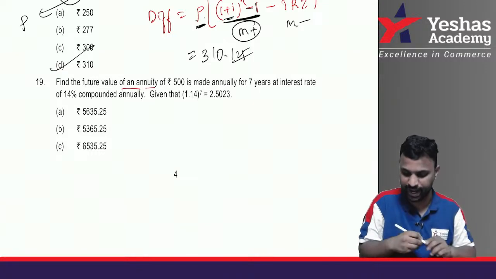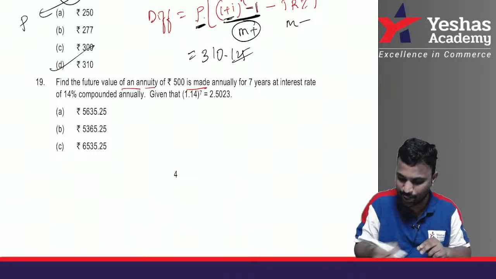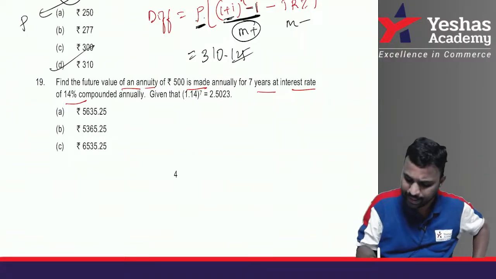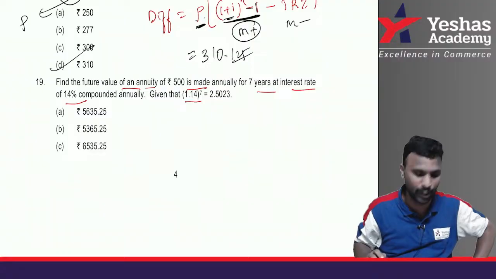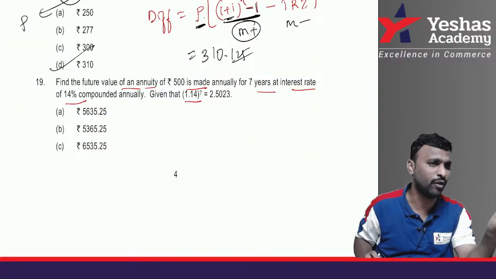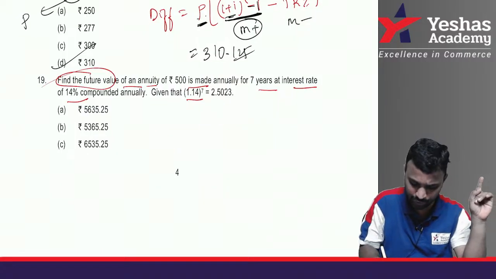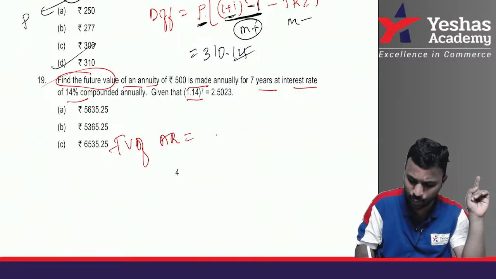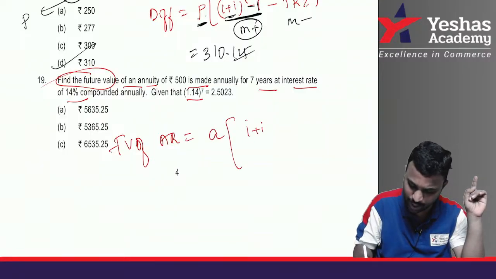Find the future value of an annuity of 500 is made annually for 7 years at the interest rate of 14% compounded annually. They have given off 1 plus I whole power n value. Guys, have they said at the end of the year or at the beginning of the year? No, by default it is annuity regular. So we need to find FV of AR. What is FV of AR formula, guys? A into 1 plus I whole power n minus 1 divided by I.